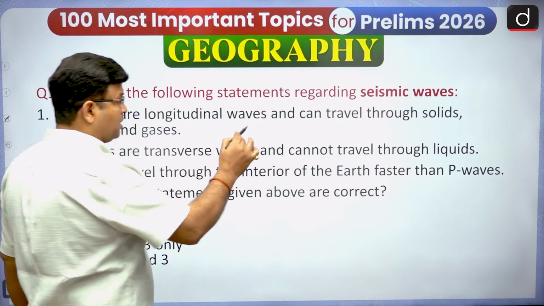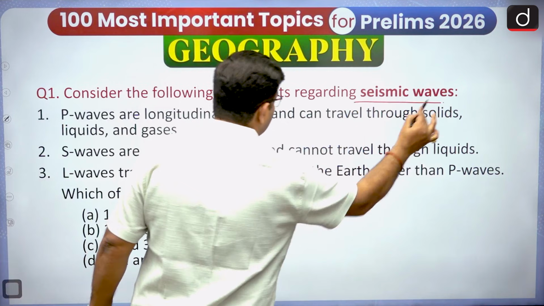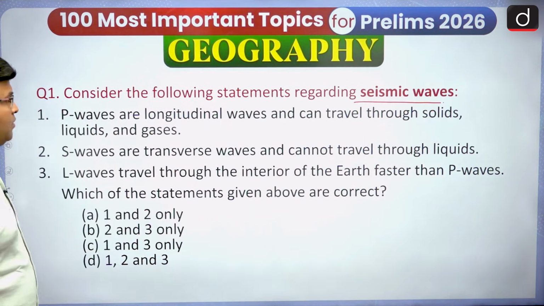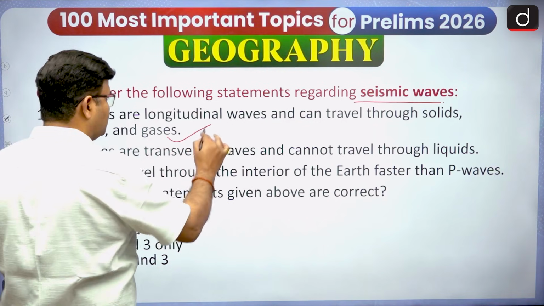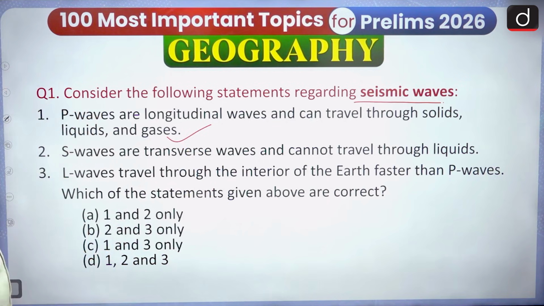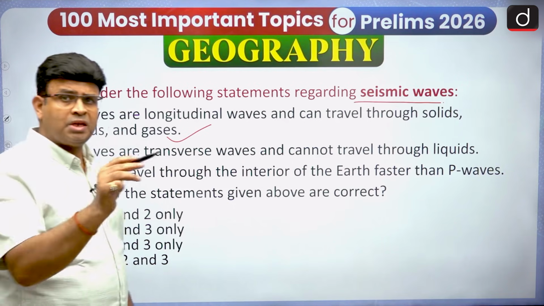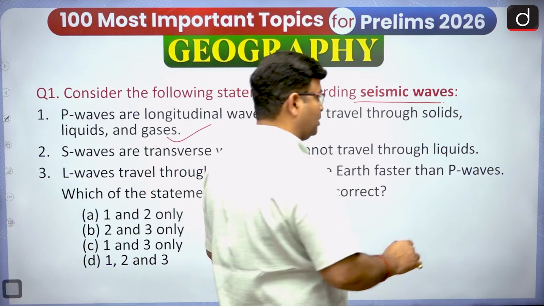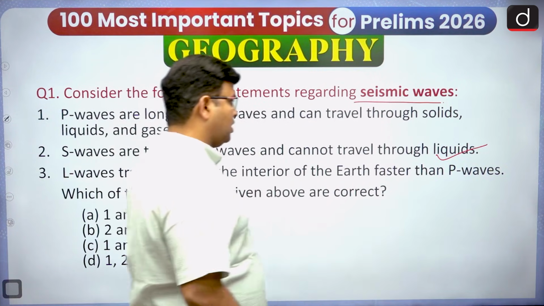Now let us see this question. Consider the following statements regarding seismic waves. P waves are longitudinal waves and can travel through solids, liquids and gases. Yes, this is the correct statement. S waves are transverse waves and cannot travel through liquids. Yes, it cannot travel through liquids, it can only travel through solids. This statement is also correct.